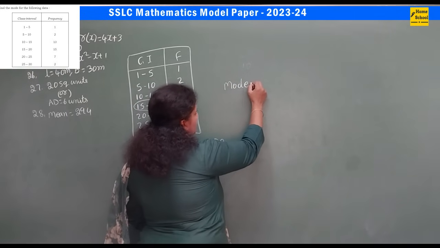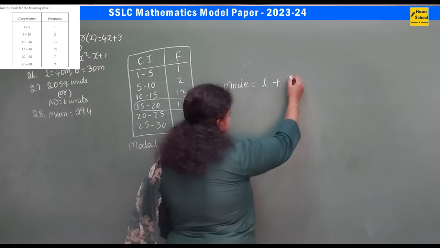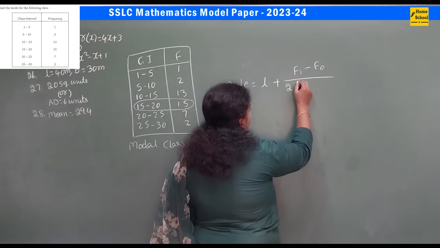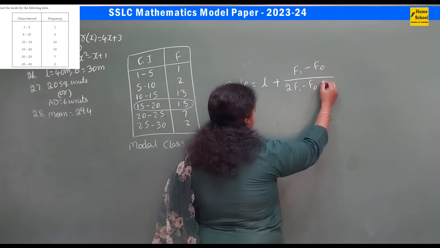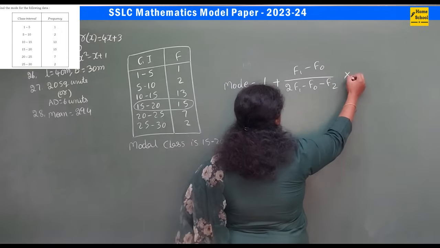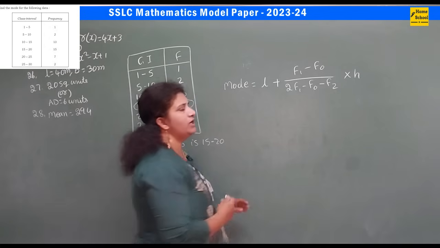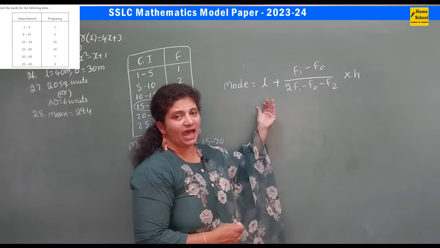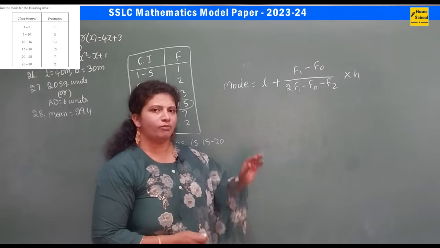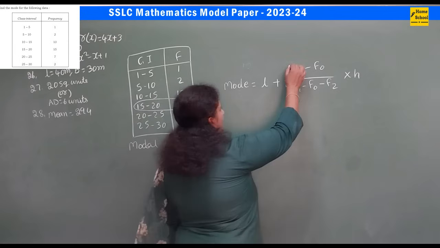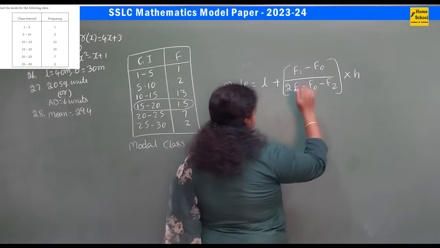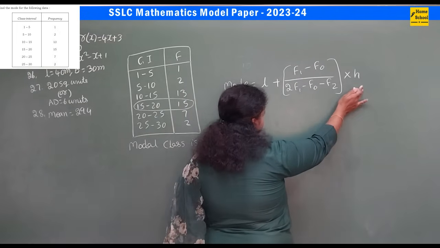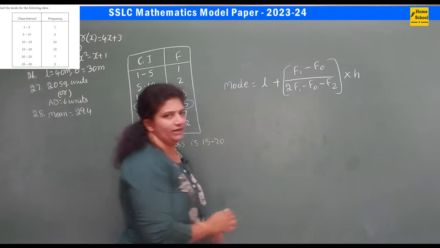And what is the mode formula? Mode is equal to L plus F1 minus F0 by 2F1 minus F0 minus F2 into H. Here you need to write compulsory bracket, otherwise you will divide, add and then you will multiply, then your problem goes wrong. Be careful when you are applying in formula. After applying the values, first you do division, then do multiplication, later this answer you add.